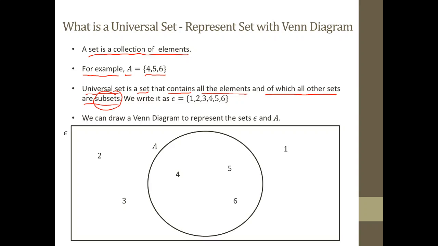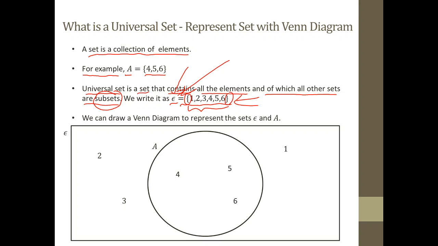Now let's give you an example of a universal set. I'm just using this as an example. We can write it as epsilon, which is the universal set, equals curly braces, and between the curly braces you list the elements inside. I want you to take note of one thing: there is no standard way of expressing the universal set. There's no standard notation for the universal set.